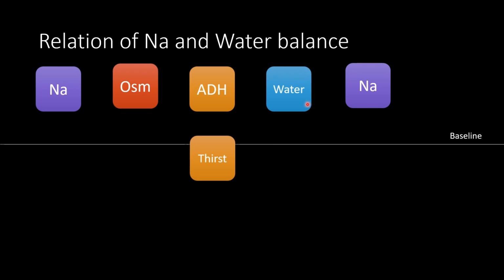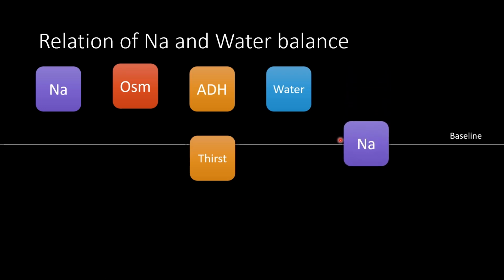So this increased water inside the body will cause dilution of the sodium that is present inside the body. So the sodium that has increased from the baseline will now fall back to baseline. All these regulatory mechanisms help in correcting the increased sodium back to the baseline. So that's how sodium and water balance are interrelated.